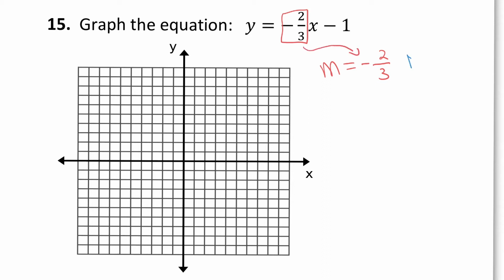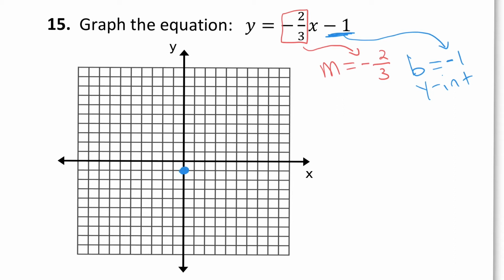And the y-intercept is your b value, which is the constant, the number with no variable, the minus 1. So negative 1 is the y-intercept. When you start graphing, you will start with the y-intercept, make a point, and find a second point using the slope. So let's go to the negative 1 on the y-axis. That is the y-intercept. So negative 1 is right there.